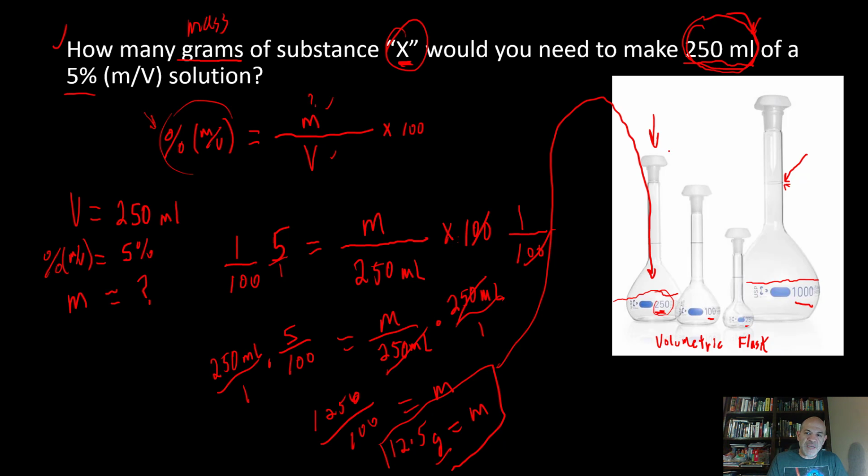Then you open the top, and then you're going to put water in there. And you're going to fill it up to that line right there, exactly to that line, close it up, and then just invert it to mix it. And what you have now is a 5% solution of whatever substance that is. So that's how, in practice, we would make a percent concentration solution.